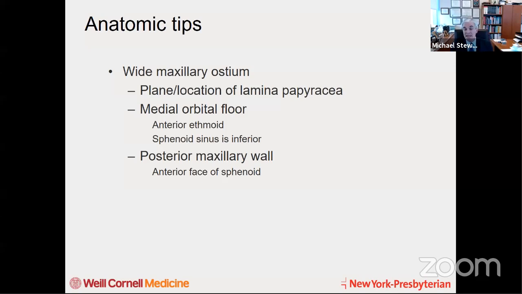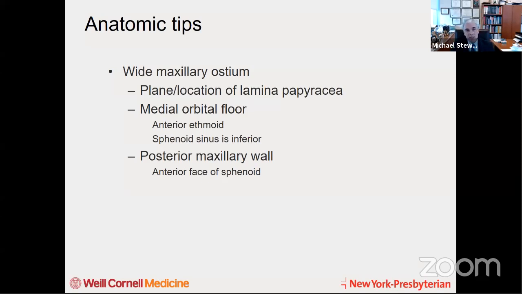It also shows you the medial orbital floor. The medial orbital floor is very important because it shows you the level of the anterior ethmoid, and it also shows you the general level of the roof of the sphenoid sinus. So the sphenoid sinus tends to be inferior to the medial orbital floor. Finally, looking inside the maxillary sinus and using a suction or a probe to touch the depth of the posterior maxillary wall will show you the depth of the anterior face of the sphenoid. That is a remarkably consistent anatomic relationship. The posterior wall of the maxillary sinus is at the same coronal plane as the anterior face of the sphenoid sinus.